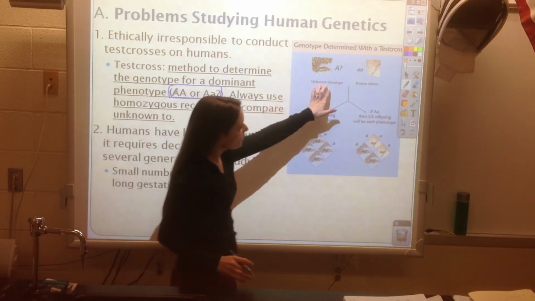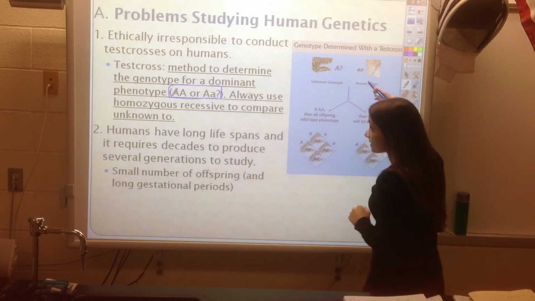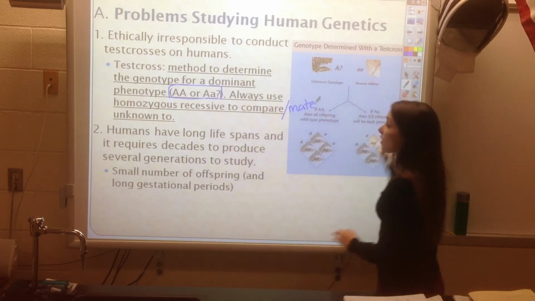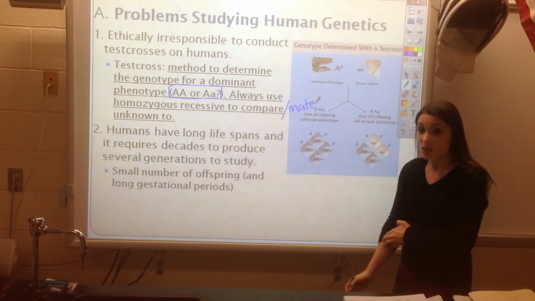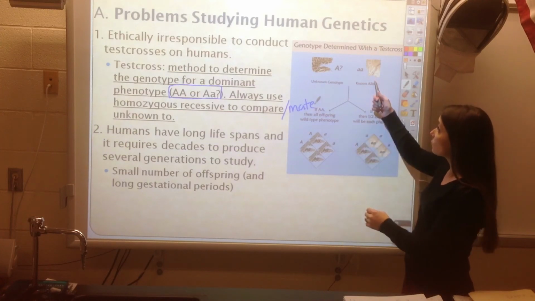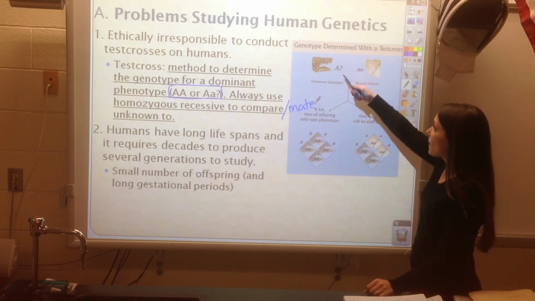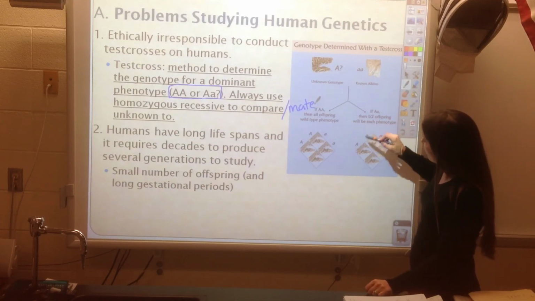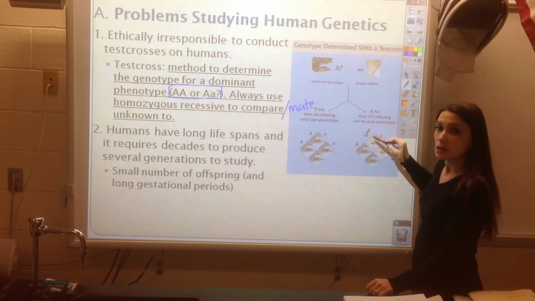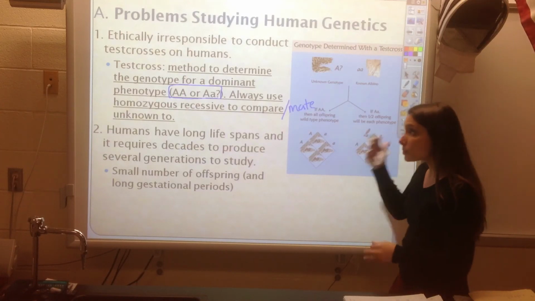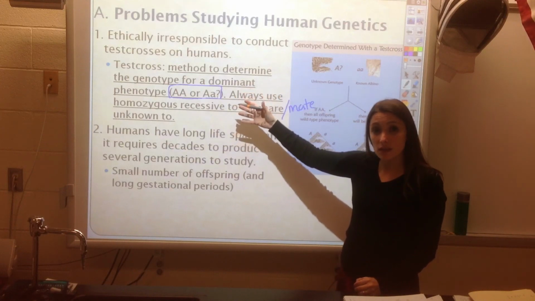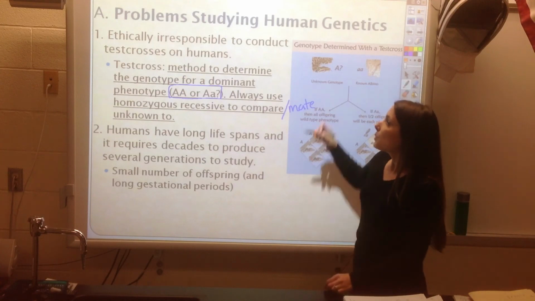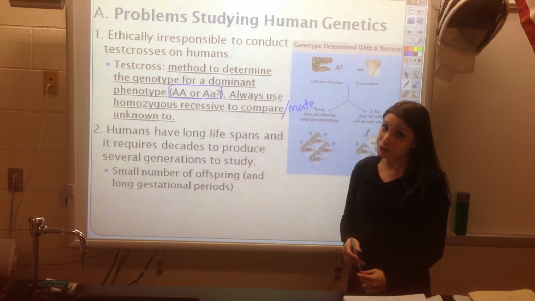We take our unknown genotype and we mate them. So next to the word compare, if you'll write the word mate. We mate them with a homozygous recessive, because we know what genes a homozygous recessive has. And if any of their children turn out recessive, it means that they got a recessive from both parents. And so that's a test cross, where we purposefully mate you with someone who's a recessive to see if you're hiding any recessive alleles.